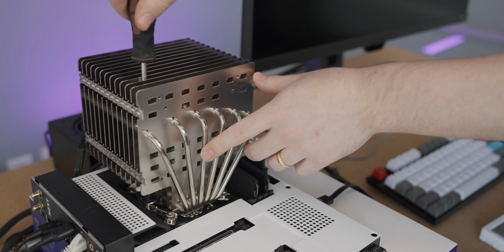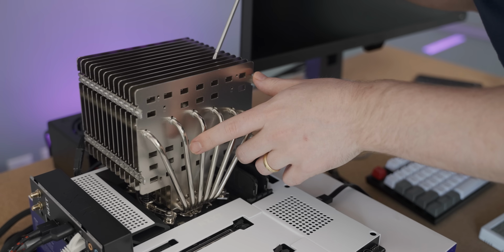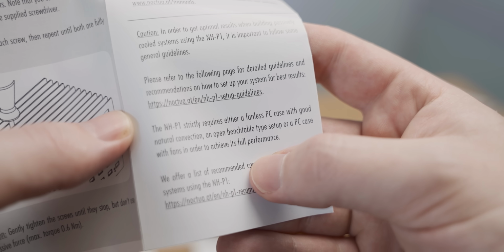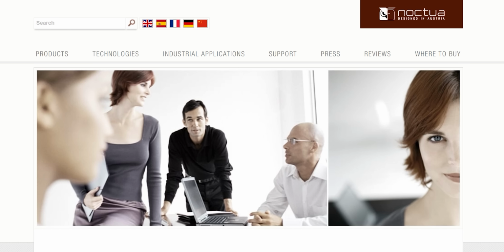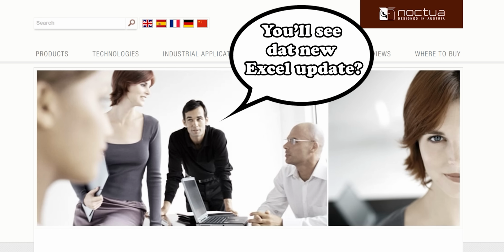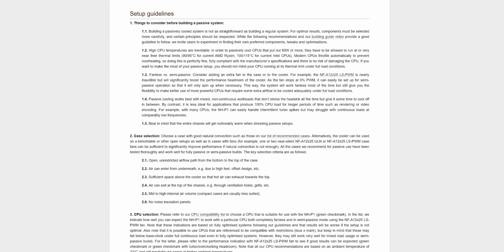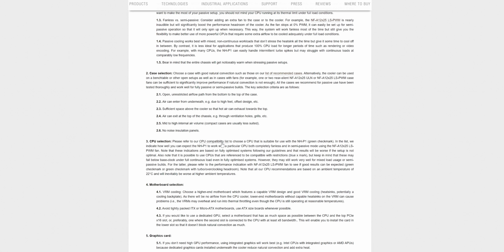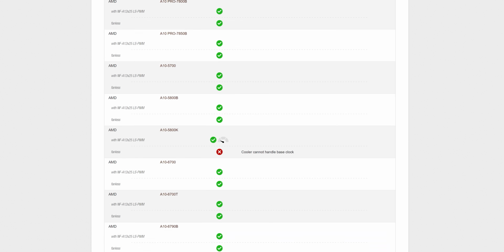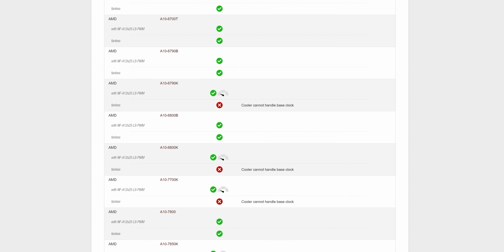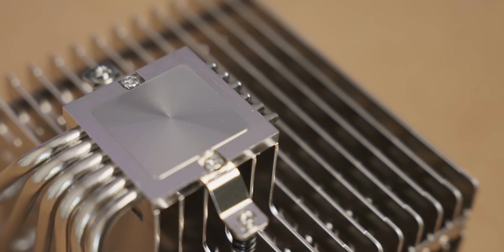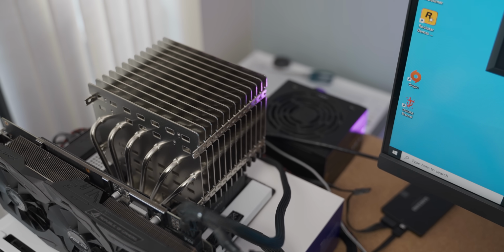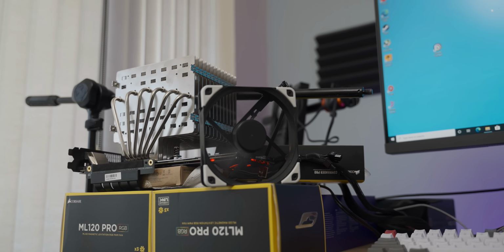Mounting this cooler is really easy. It uses standard Noctua mounting hardware, which is pretty idiot-proof. I did notice that in the user manual, there is a link to a website which not only has hilarious stock pictures of people doing business, but it's also got an extensive breakdown of various suitable use cases for this cooler, and there's even a CPU compatibility list. I would definitely check that out if you are in the market for one of these coolers, because it is passive, it's a lot more case-sensitive than a cooler with a fan on it.